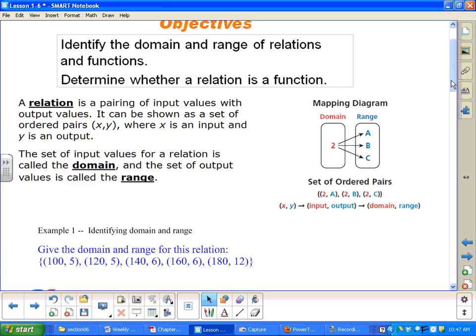So here we have a mapping diagram right here. And in this mapping diagram, the domain is on the left side, the range is on the right side. And we have arrows that will go from the domain to the range to show which ones go together. So if we took these and wrote them as ordered pairs, since 2 is mapped to A, we have an ordered pair, 2A. Since 2 is also mapped to B, we'd have another ordered pair, 2B, and then 2C, which is not 2B.